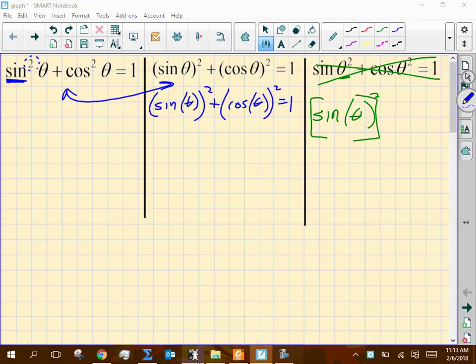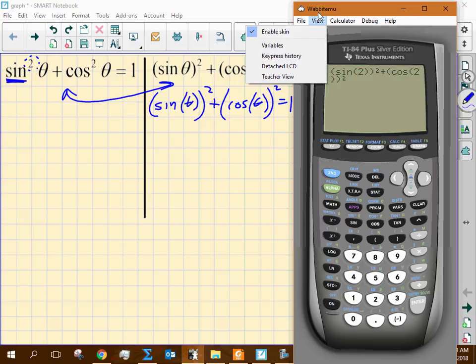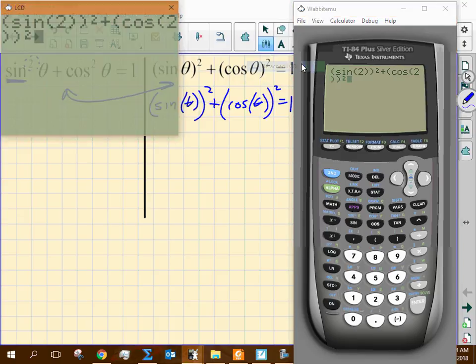Here is what I'm getting at. If I've got to type this on my calculator, and I don't care what theta is, let's say I go sine of 2 degrees, and then we'll square that, plus cosine of 2 degrees, and we'll square that. That's the way you would want to type these in on your calculator.